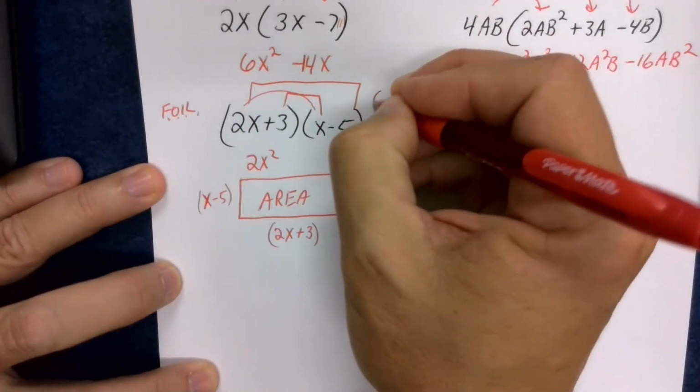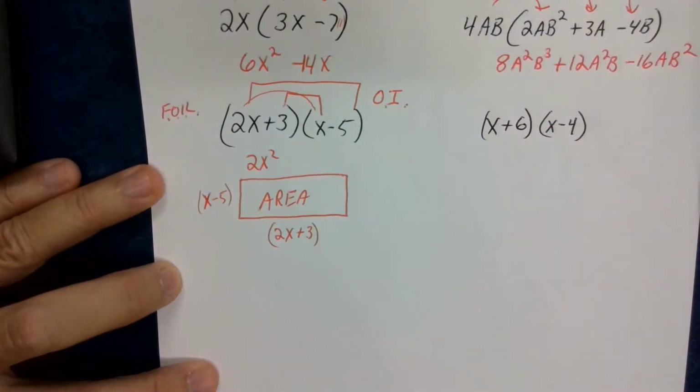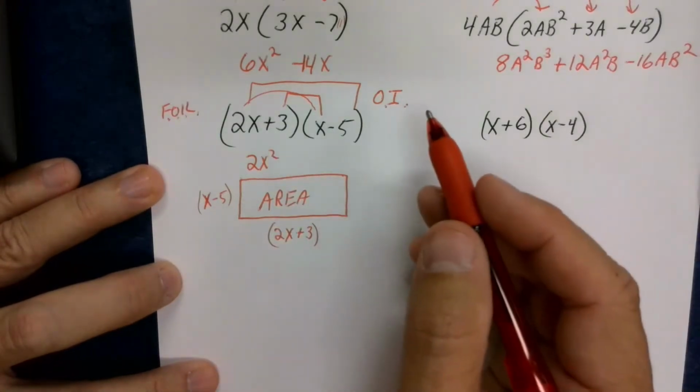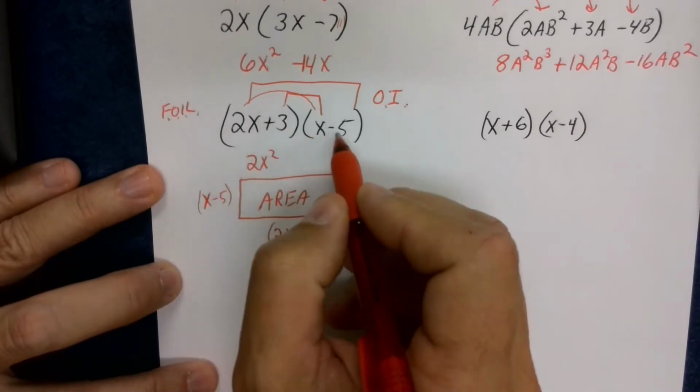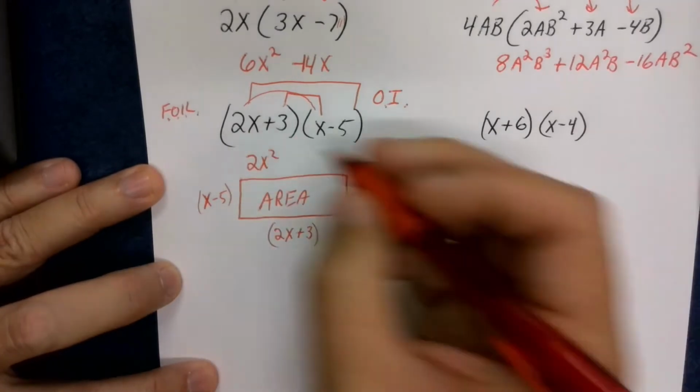Most of the time, the O and the I can kind of go together. They can kind of hang out together. So if you have an OI, like in this situation, that can go together, we're going to go ahead and put them together. So 2x times negative 5 is negative 10x. On the inside is 3x.